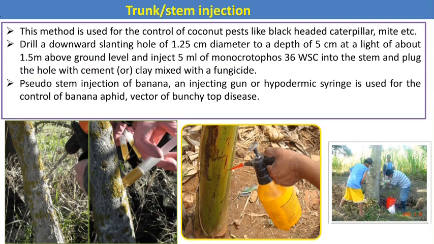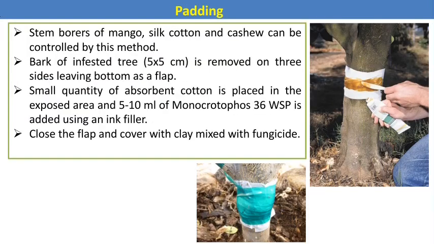The pseudostem injection of banana, using injecting guns or a hypodermic syringe, is used for the control of banana aphids, that are nothing but the vector of the bunchy top virus of the banana. This is the stem and trunk injection. Next one is the padding.